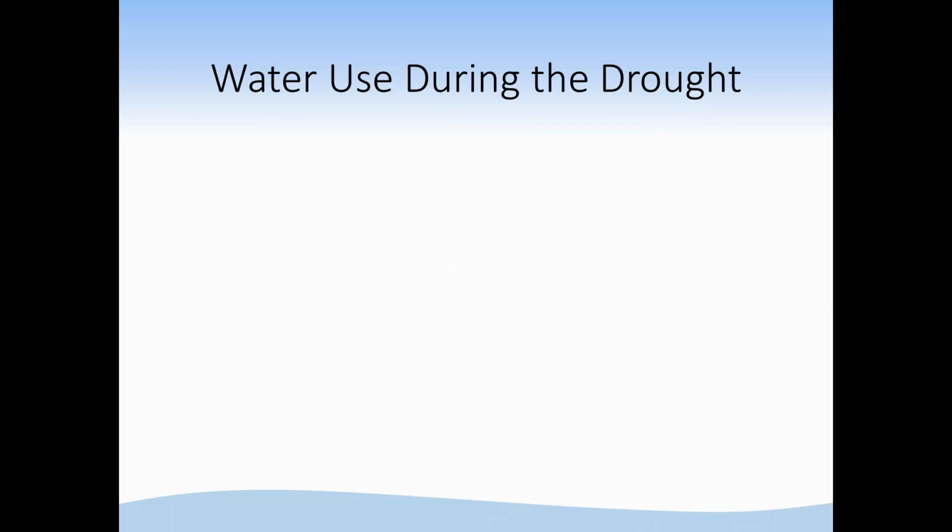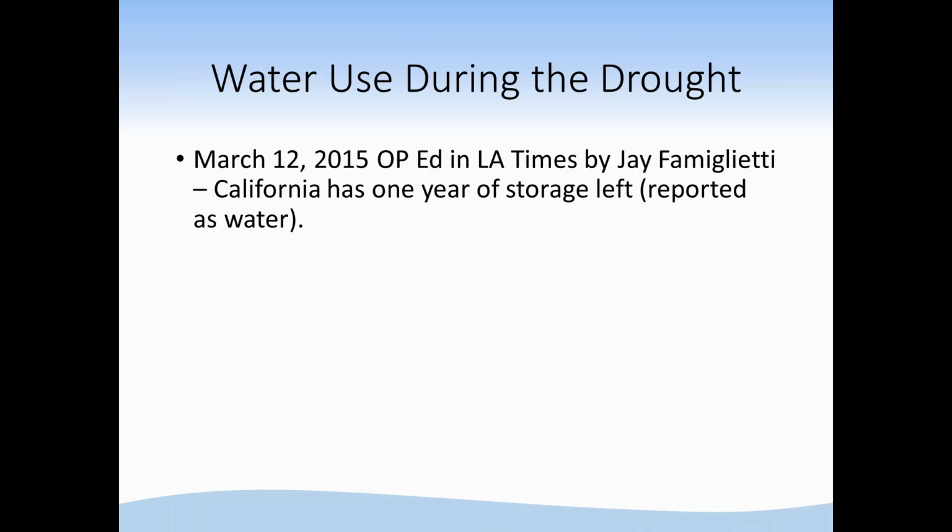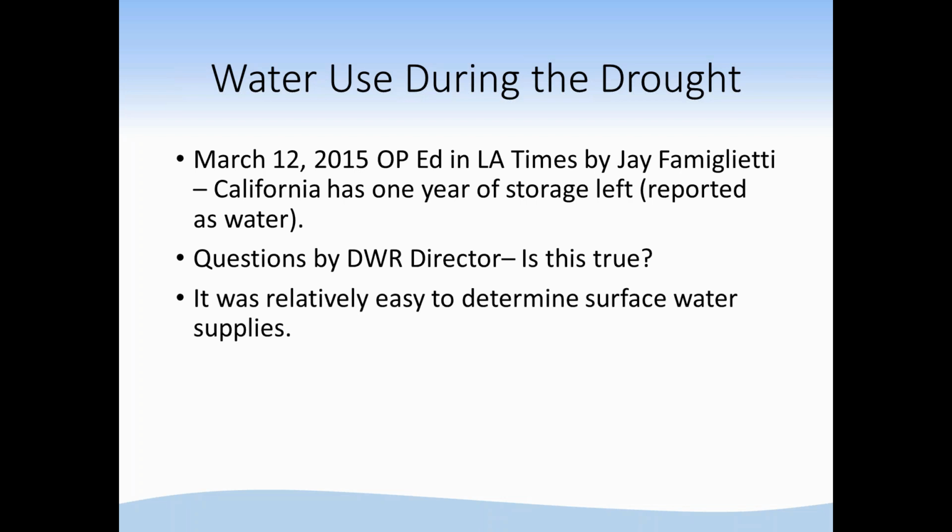During this last drought, on March 12, 2015, in an LA Times op-ed, Jay Famiglietti came out and said California only has 1 year of storage left. It was reported as water, so California has 1 year of water left. So DWR's director said, is that true? And it was easy to determine how much surface water we could deliver.